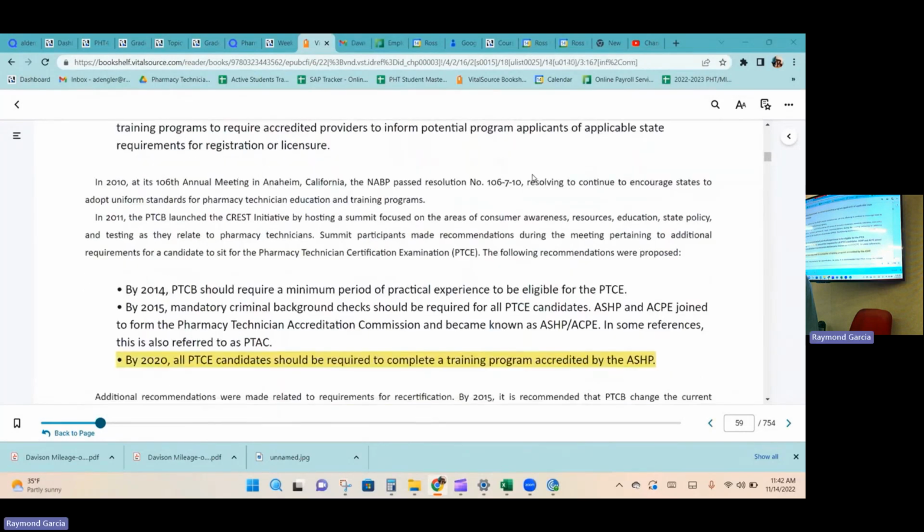So in 2011, the PTCB launched the CREST initiative by hosting a summit focused on the areas of consumer awareness, resources, education, state policy, and testing as they relate to pharmacy technicians. Summit participants made recommendations during the meeting pertaining to additional requirements for a candidate to sit for the pharmacy technician certification examination, which is the PTCE. The following recommendations were proposed. By 2014, PTCB should require a minimum period of practical experience to be eligible for the PTCE.